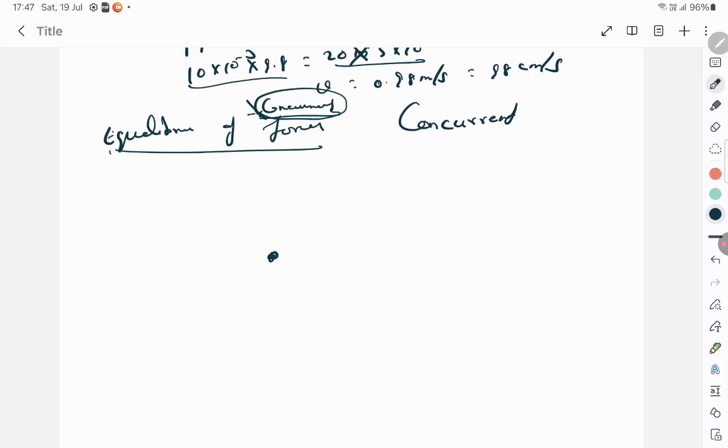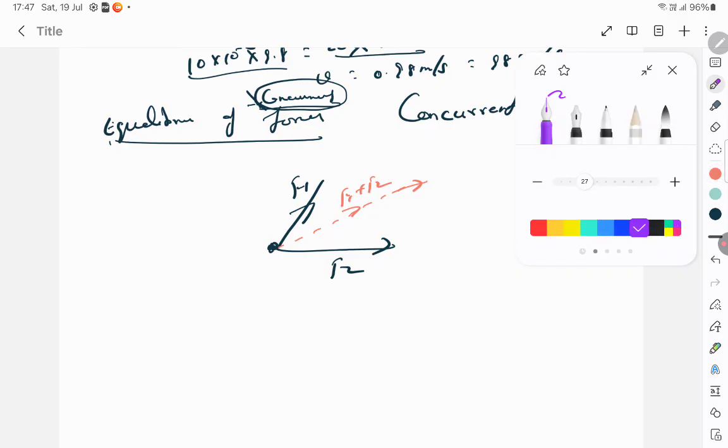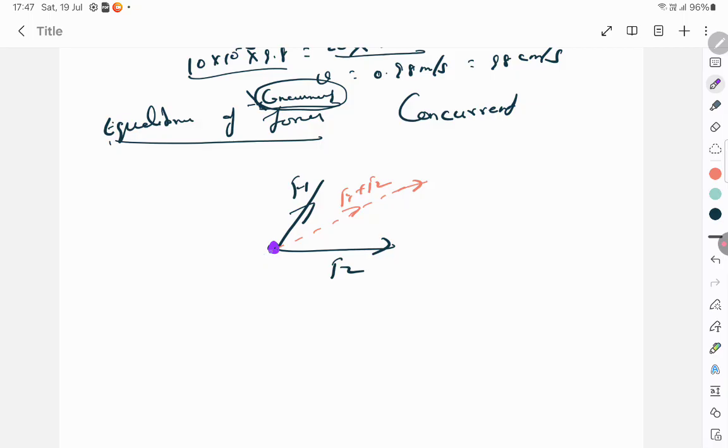C-O-N-C-U-R-R-E-N-T, concurrent forces. So supposing there's a force F1 like this, and there's a force F2 like this. You know the resultant of F1 and F2 will be in this direction. It's F1 plus F2, by parallelogram law. And for this object to be in equilibrium, there has to be another force F3 like this, which is equal and opposite to F1 plus F2, then the body will be in equilibrium. These are known as concurrent forces.